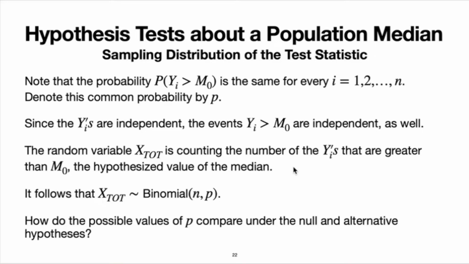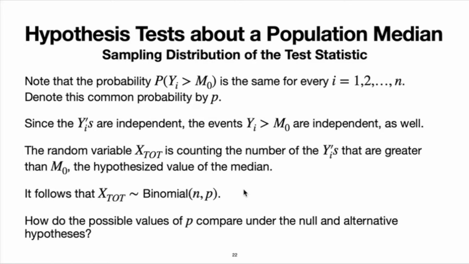We're going to call it a success if y sub i is greater than cap M sub 0. So we have a sequence of n independent trials. Each trial is either a success or a failure. The probability of what we're calling a success, y being greater than cap M sub 0, is the same on each trial, and that common probability is p. And then finally, x tot is counting the number of successes that we have in our n trials.